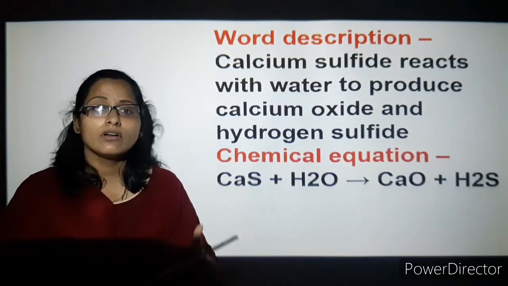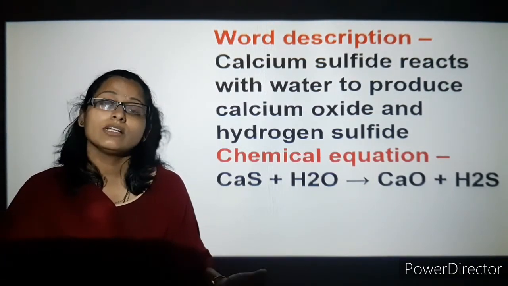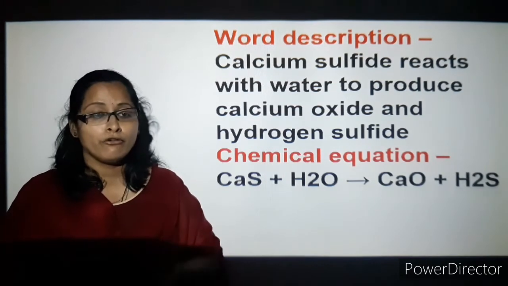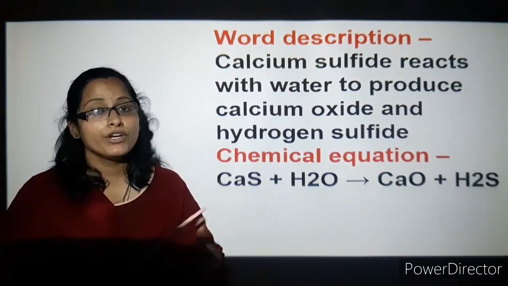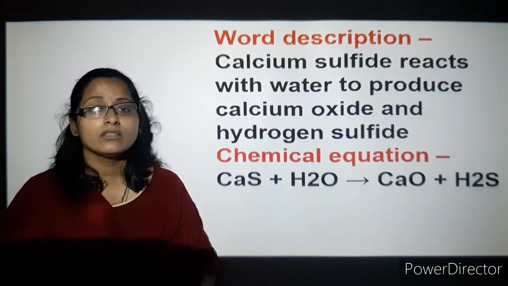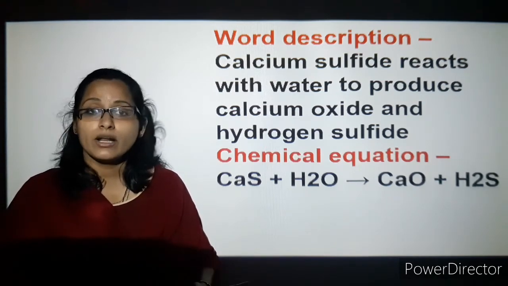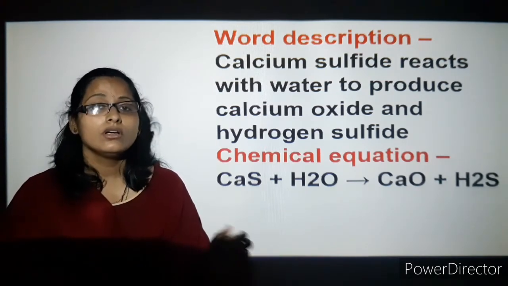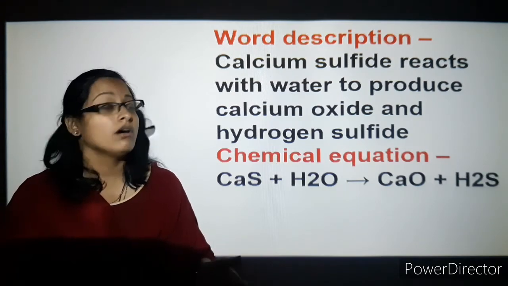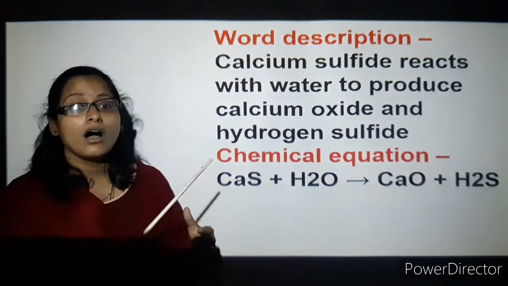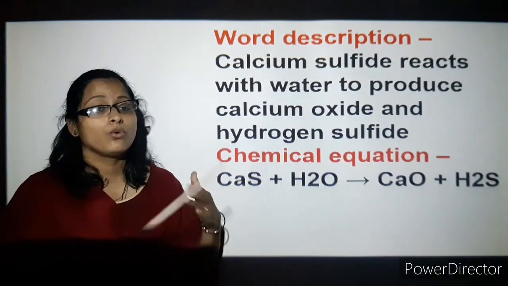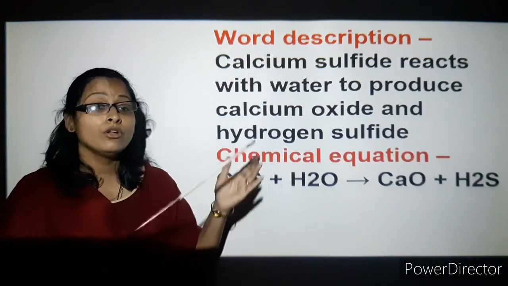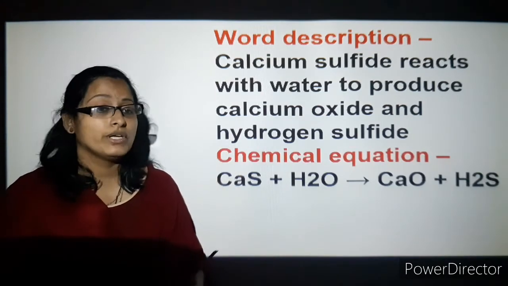So next we will understand the word description and chemical equation. Now you have learnt about valency. With valency you have learnt how to write the formula, how to write polyatomic groups of particular elements, and how to take it up to the formula. So now you should understand how a word equation or word description is given, and how you will make it into a chemical equation.